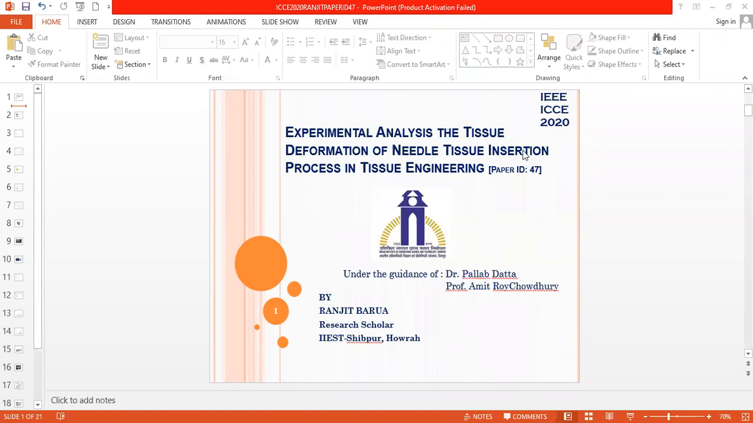I am Rajit Barua, research scholar of IISc Shibpur, Howrah. Today I am representing my paper named Experimental Analysis of the Tissue Deformation of Needle Tissue Injection Process in Tissue Engineering. My paper ID is 47, under the guidance of Dr. Pallav Dutta and Professor Amit Rai Choudhury.